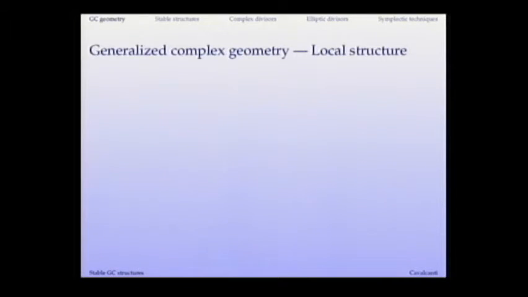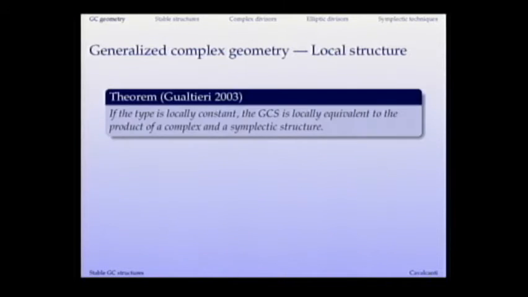What do these structures look like? I guess that's a basic question that you'd like to see answered quickly. The first answer came right away in Marco Gualtieri's thesis, which was if the type is not jumping. So if the type is constant in a neighborhood of a point, you can right away play around with the differential geometry and check that your generalized complex structure is actually a product of complex and symplectic. So that's the first idea: it should be symplectic times complex actually holds on the nose. Generalized complex is symplectic times complex.